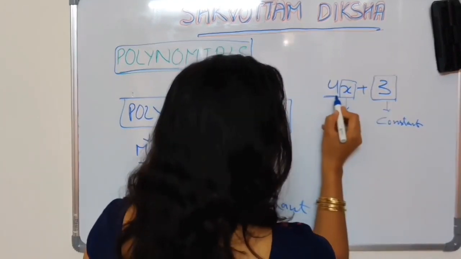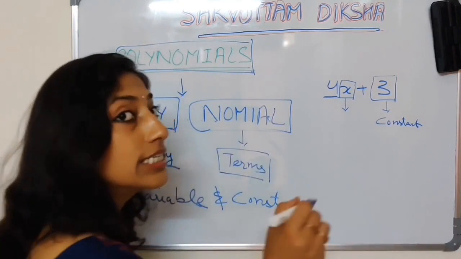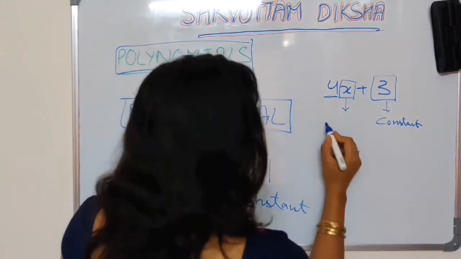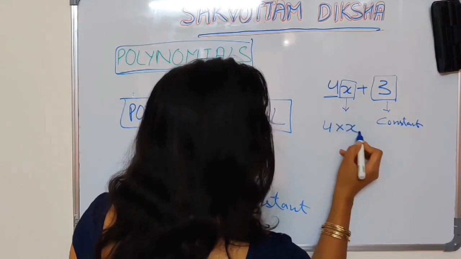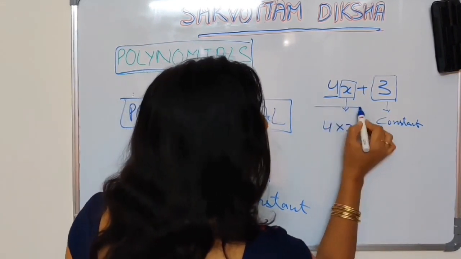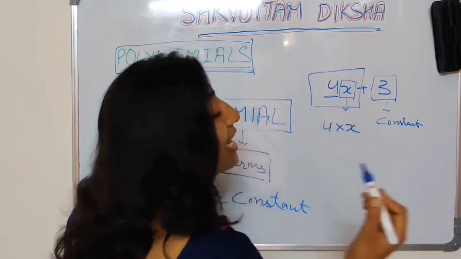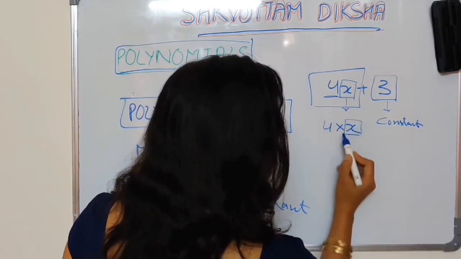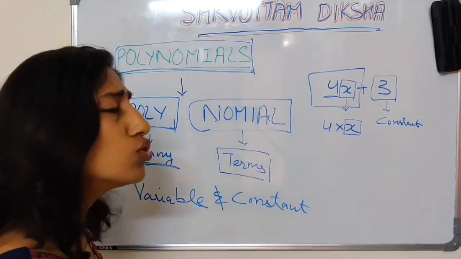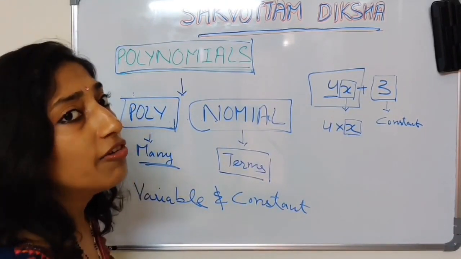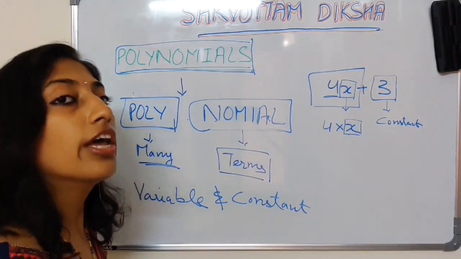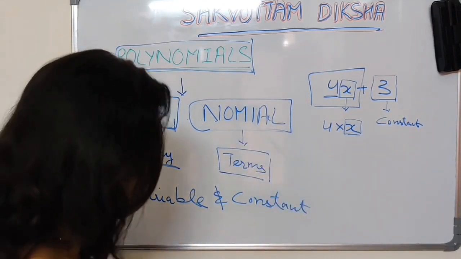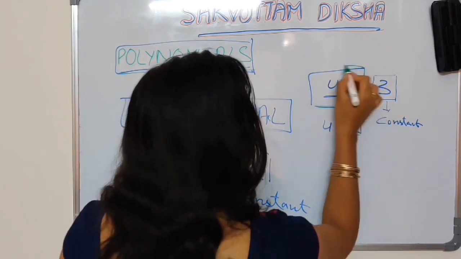Though 4 will remain the same, since x is associated with it, association in the sense that we have 4 into x, the value of this whole term will change because we have x present in this term. So this entire term will keep changing its value according to the value of x. So this whole term is a variable term.